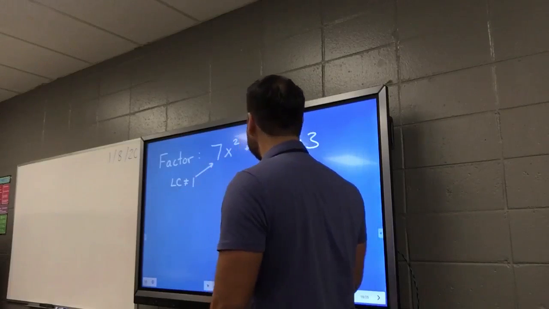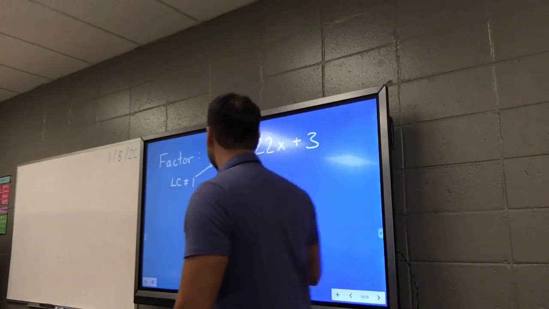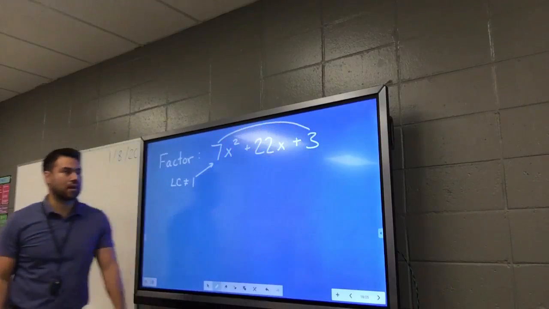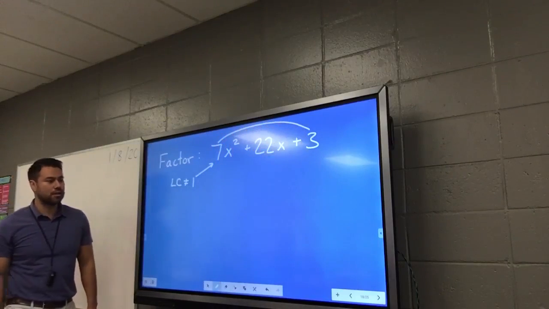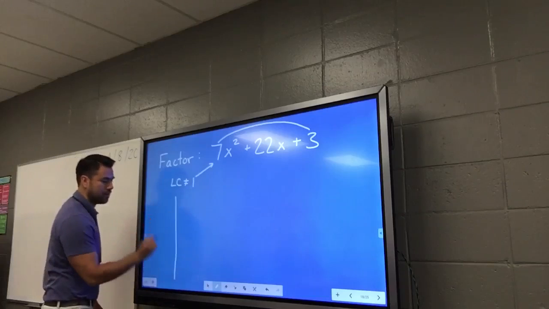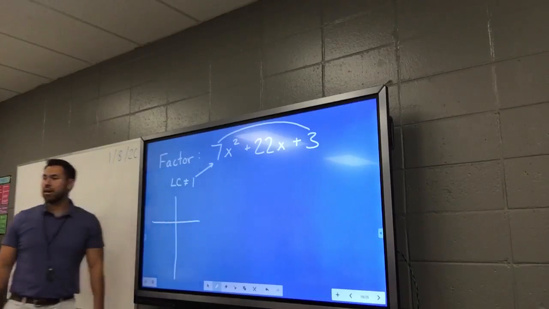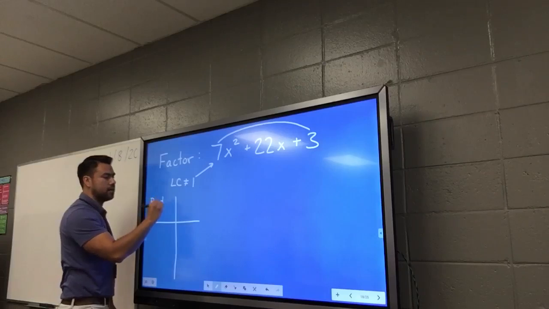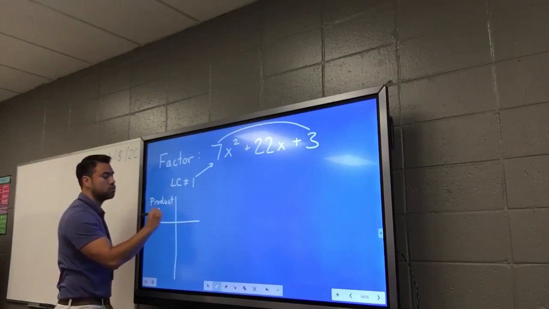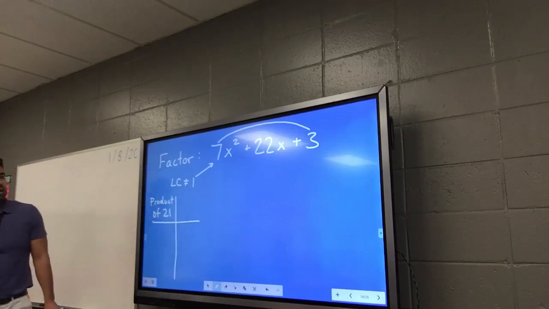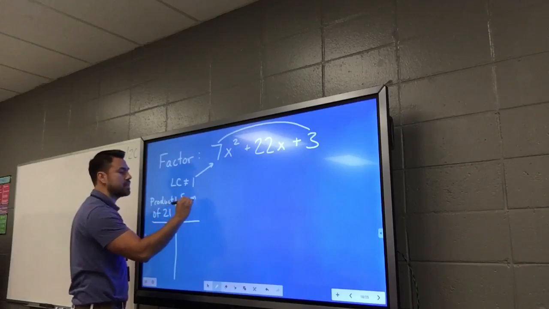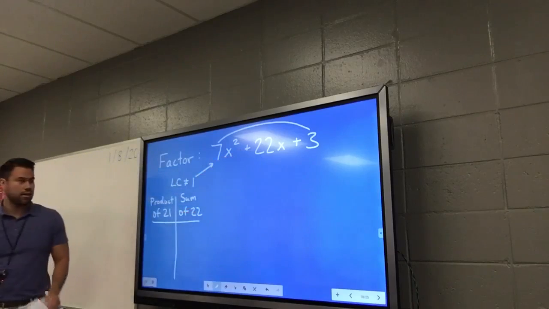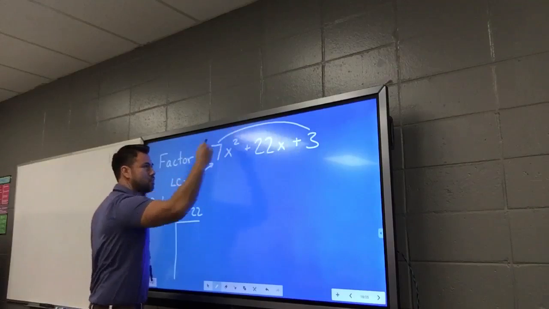Okay, so here's what the process is. And I call it the bridge method, but you can call it whatever you want. I'm going to multiply the lead coefficient by the constant, and I'll write it over here because this is where I have space. What is that product? What's 7 times 3? So I want to get a product of 21, positive 21. And I want to look for two numbers that get me a sum of the middle coefficient, 22. So you see the similarity there? Other than multiplying those two, everything else is the same.